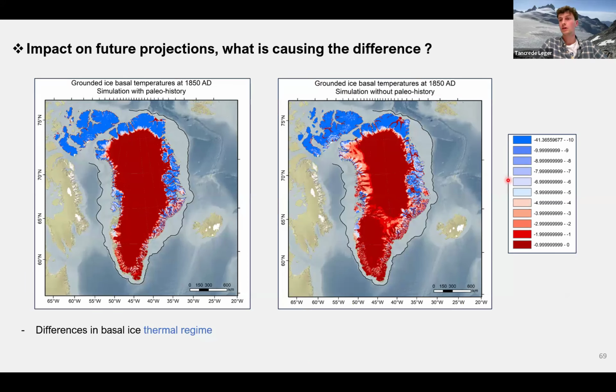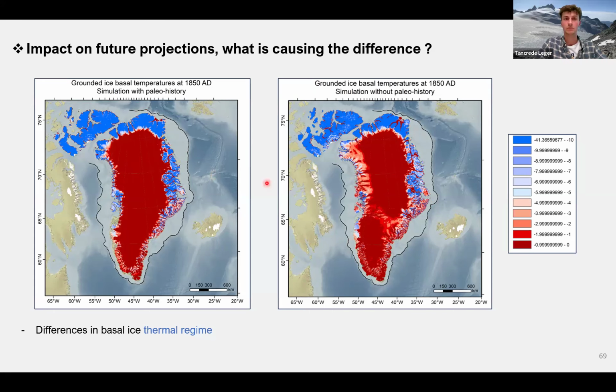So what could be causing this difference? I believe that it's basically based on the basal ice thermal regime. When you include the paleohistory, you have all of the thermal history that is incorporated into the ice body. That has an impact on the basal ice temperature of the ice sheet. Here we have the initial state for the paleohistory scenario on the left and the no paleohistory scenario on the right, at the pre-industrial era, and you see that we have much more temperate ice on the left, and slightly less temperate ice on the right.